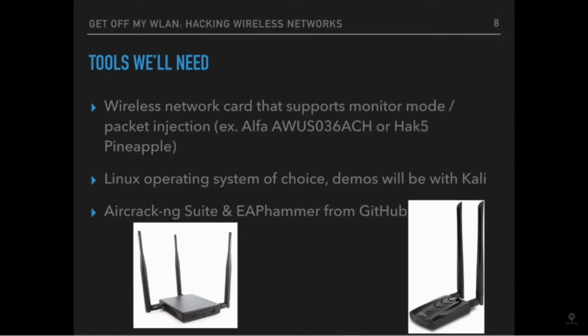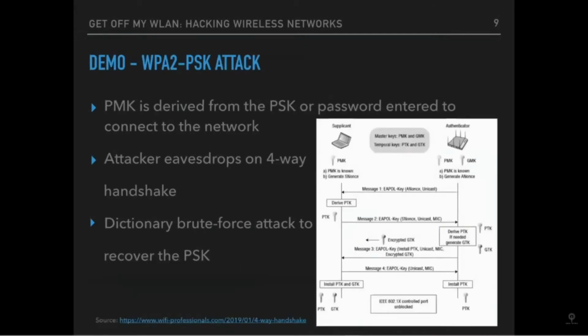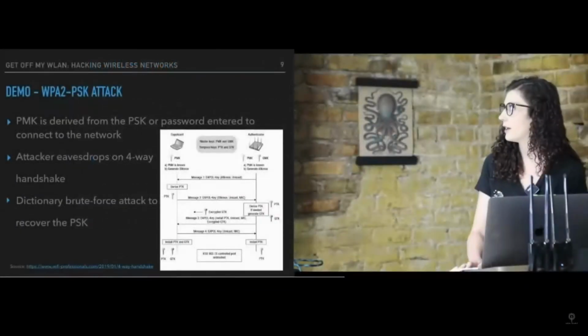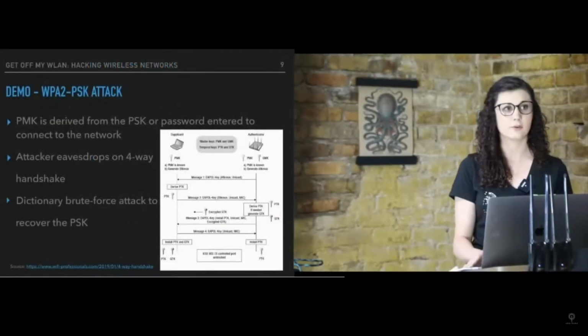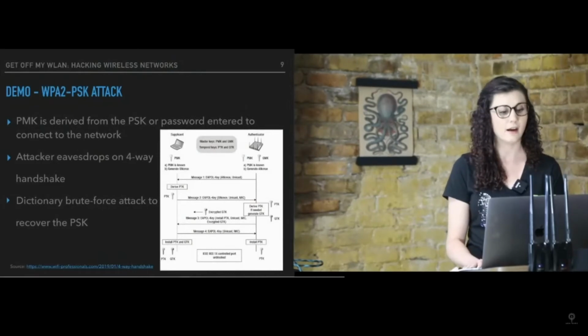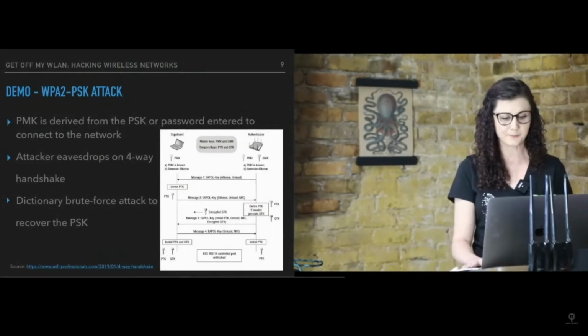So with that, we'll go ahead and get started with our first demo. Oh, sorry. Before we get into that demo, I first want to show you a picture of what that four-way handshake looks like. The important thing to know here is that the master key is derived from the pre-shared key or password entered to connect to the network. From there, the device and the access point perform this four-way handshake that you see here. An attacker can eavesdrop on that four-way handshake and then try to brute force and recover that pre-shared key from this capture.